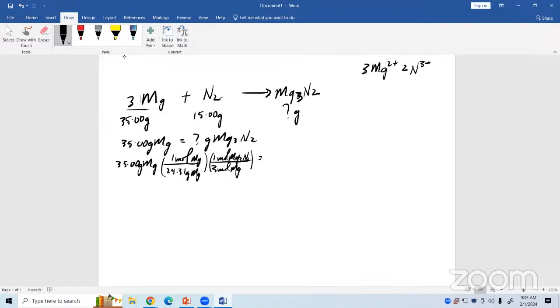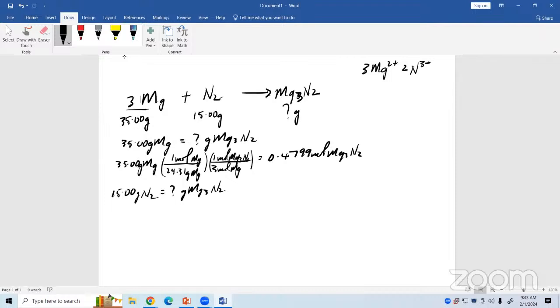Okay, so 35 divided by 24.31 divided by 3. According to my calculation, this works out to be 0.4799 moles of Mg3N2. Now, in the case of the nitrogen, you're given 15.0 grams of nitrogen, and you're asked to determine, again, the mass of magnesium nitride based on that.